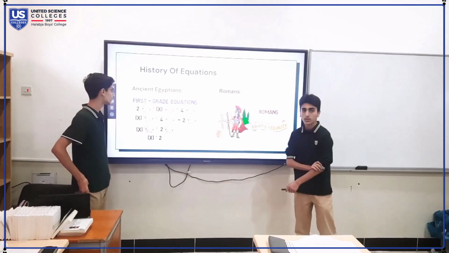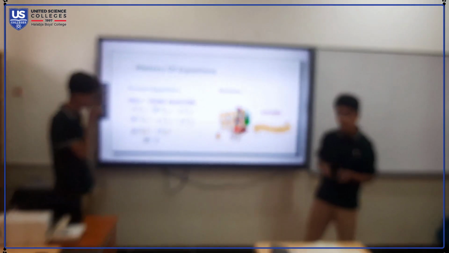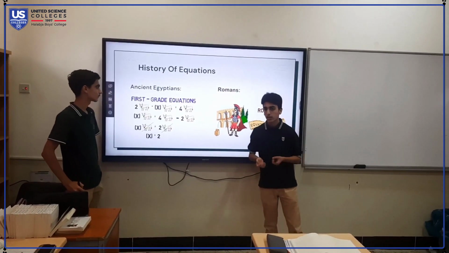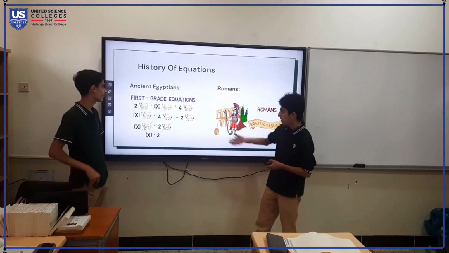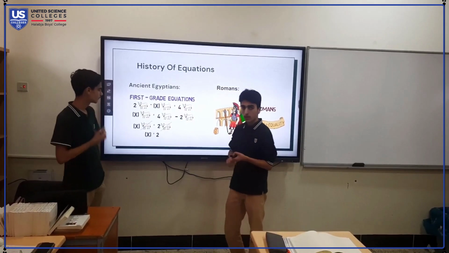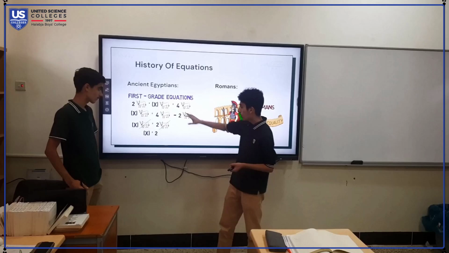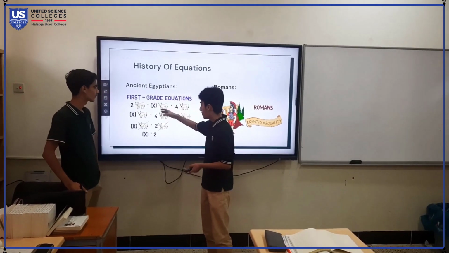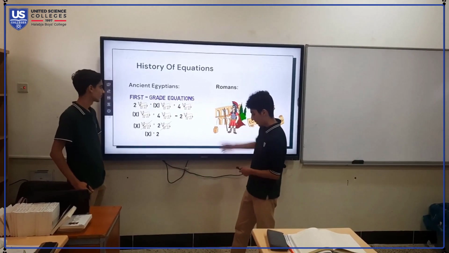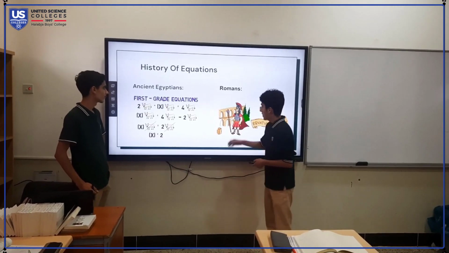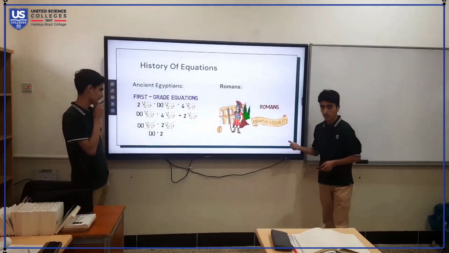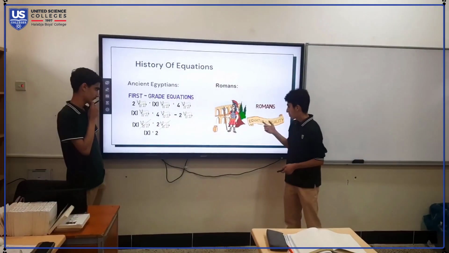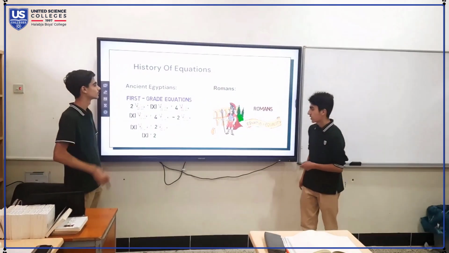Okay, the history of equations. The first people who used equations were the ancient Egyptians. For example, they had a herd or number of cows. There were 4, and only 2 of them appeared. We don't know the number which disappeared. So here we use the equation, like the example we talked about before. After them, the Romans used equations as well, and the word equation is derived from the Latin word aequatio, meaning equality.